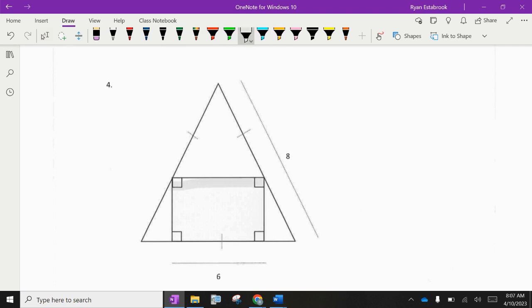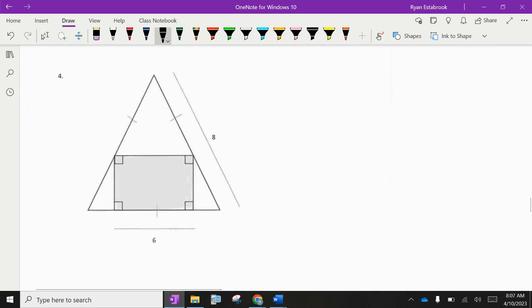Another one didn't copy great. Here is the shaded region. The goal is to figure out the percent shaded in this one. You're given two numbers. There's a 6 and there's an 8. This problem gets to be a little bit more difficult.